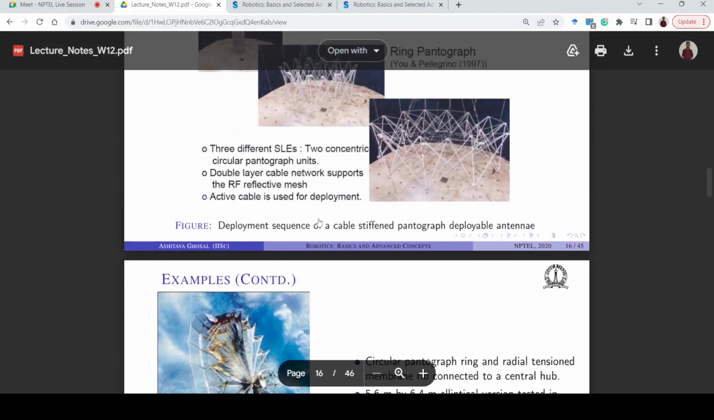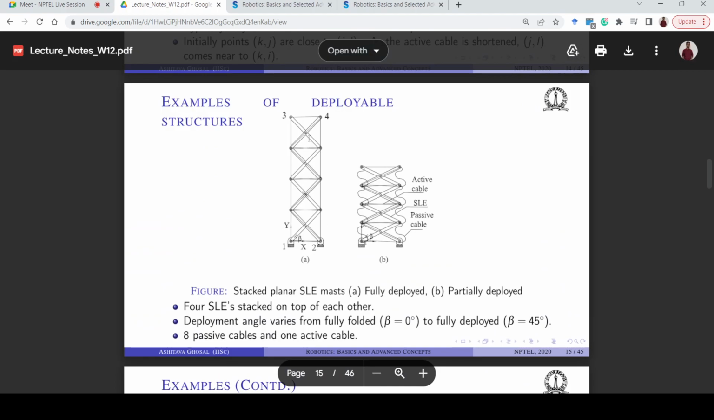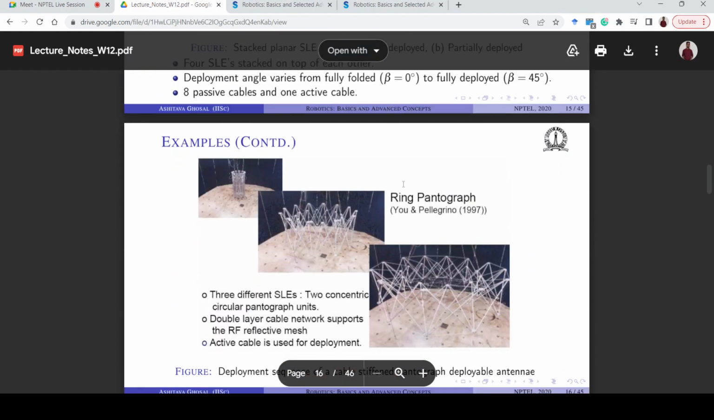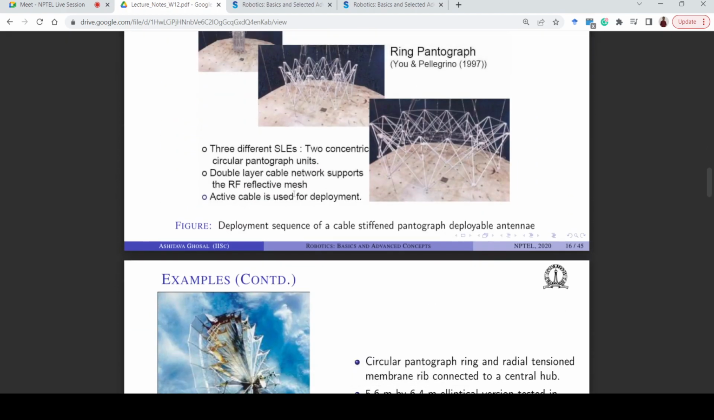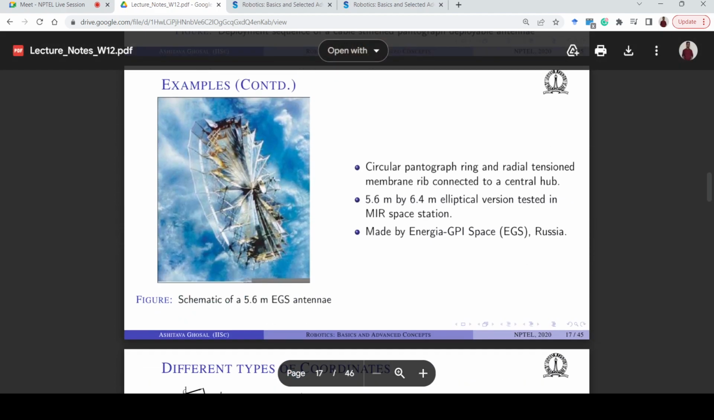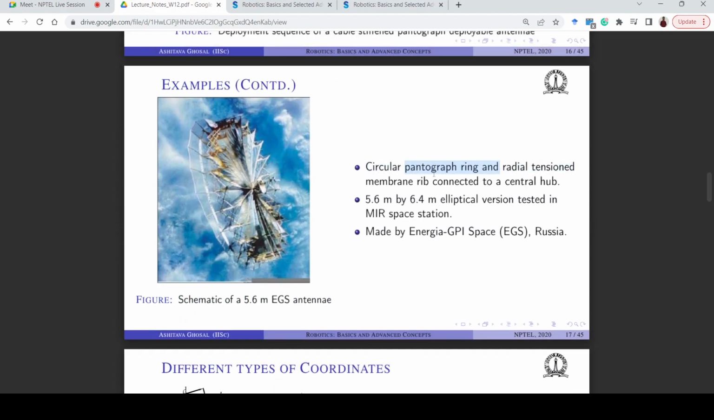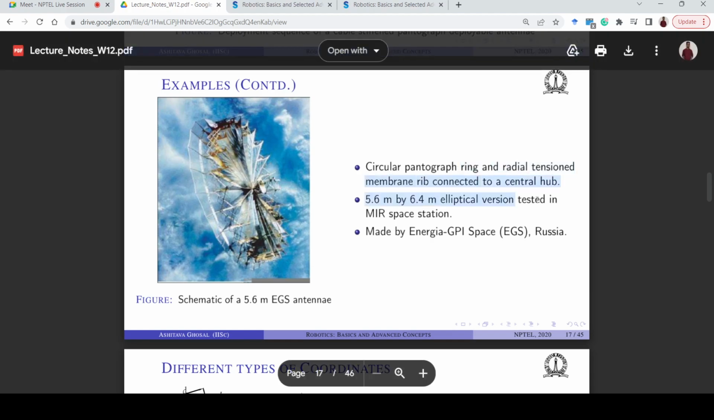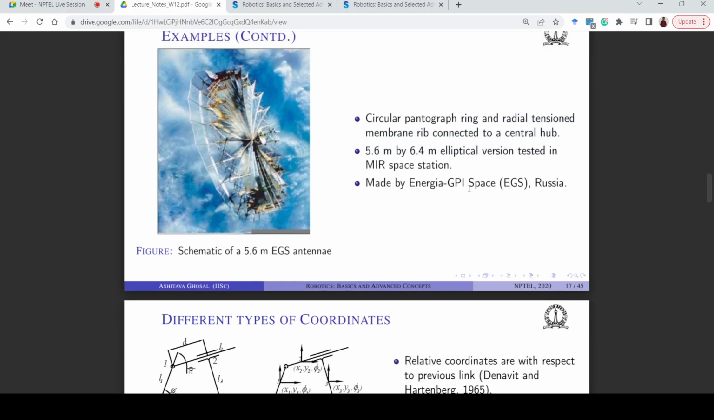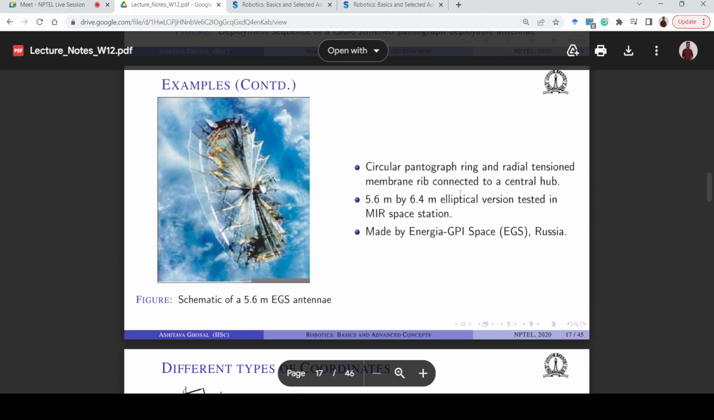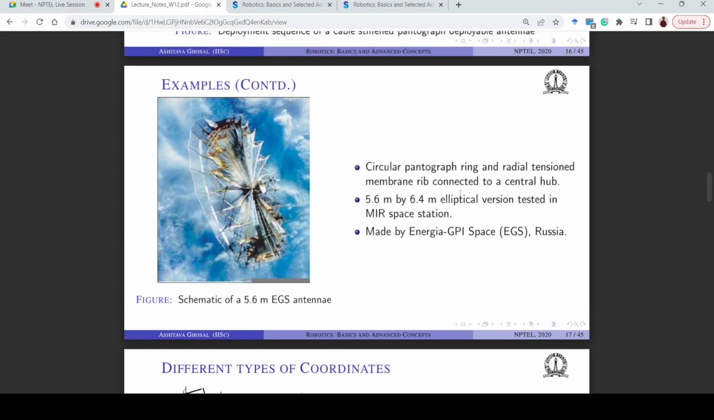And then there are different examples of pantographs, like this is the scissor pantograph, the SLE, the ring pantograph, and then there are circular pantographs with ring and radial tension membranes. So there are different kinds of these over-constrained mechanisms that you can make, depending on where the links are facing and which members are being tensioned or displaced to produce motion.